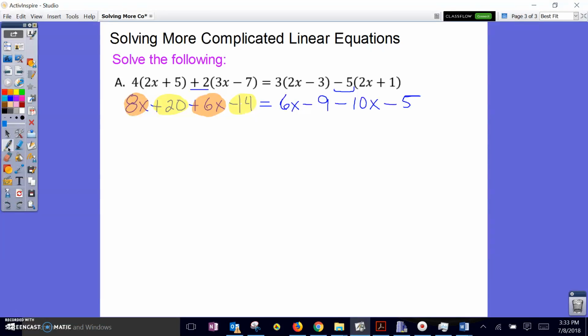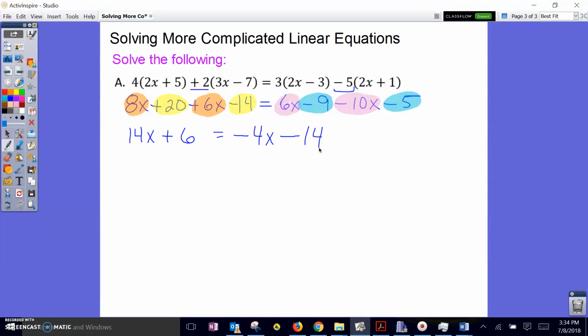So 8x plus 6x gives us 14x. Plus 20 and a minus 14 gives us plus 6. Now we want to do the same thing on the right-hand side. We want to combine all of the x's and all the numbers. And so let's see, we've got 6x and a minus 10x. Those combine to make a minus 4x. And minus 9 and minus 5 combine to make minus 14.